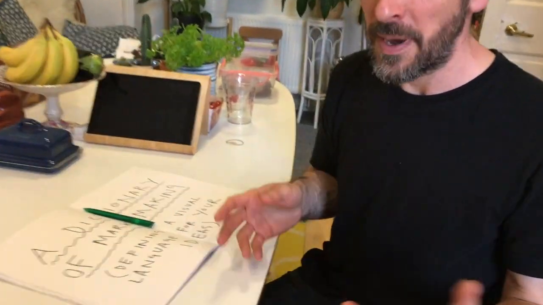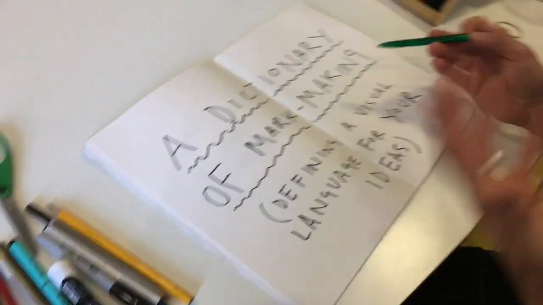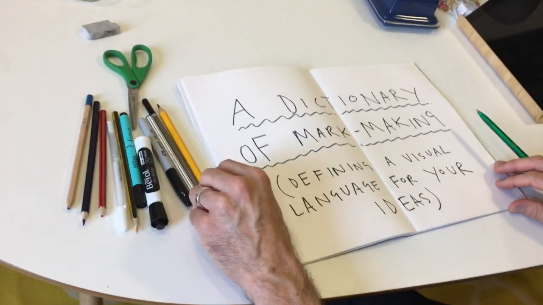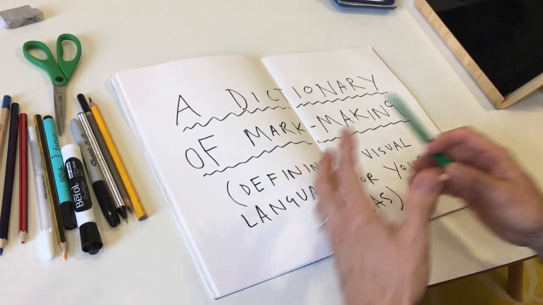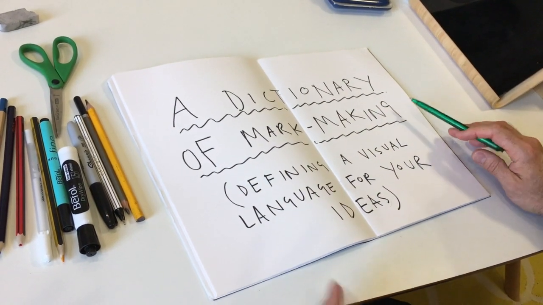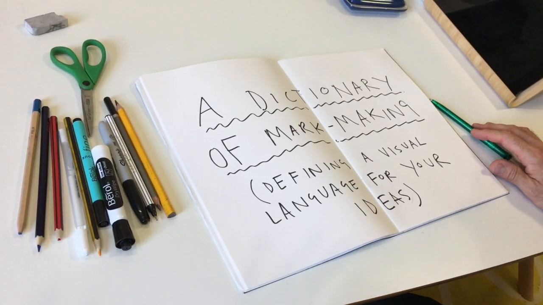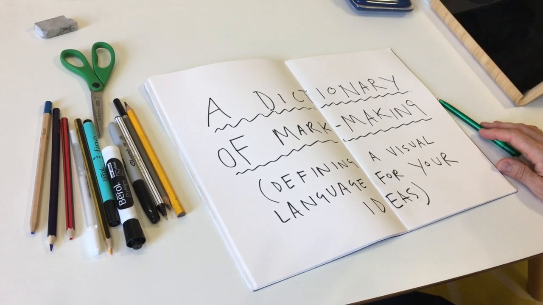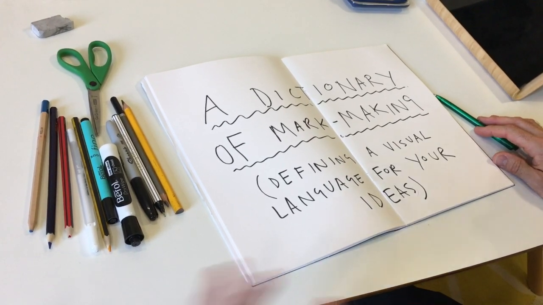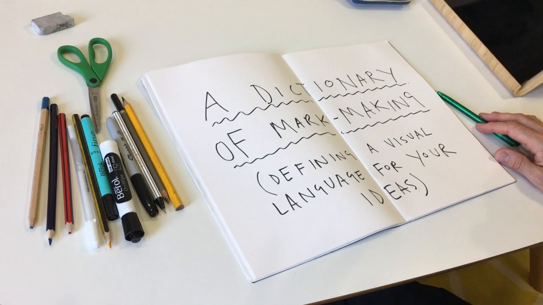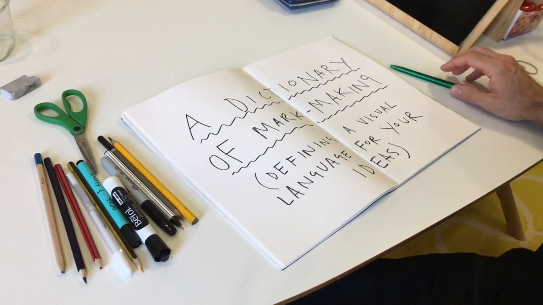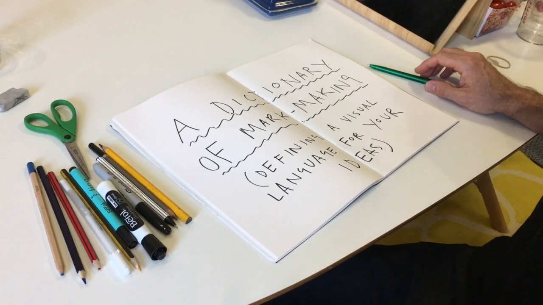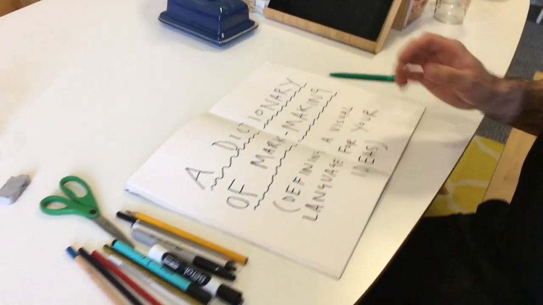So this is really about, as I explained, creating what we're thinking of as a dictionary of mark making. So in other words, when you're expressing your ideas visually, what are the languages, what are the terms that you're using, what are the visual signs and types of mark that you're using to express those ideas. And it will be different depending on what your project is.